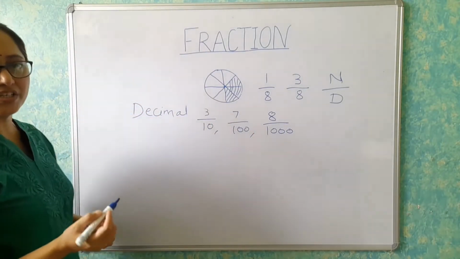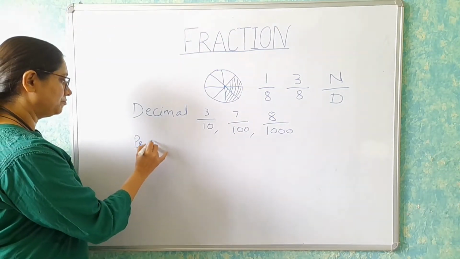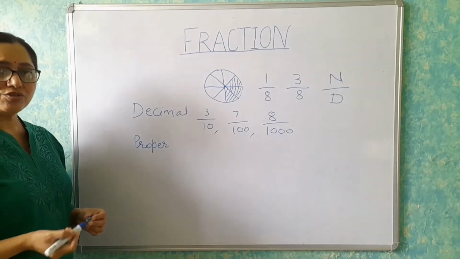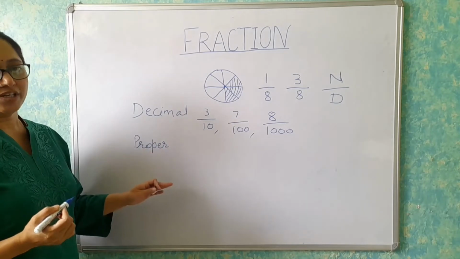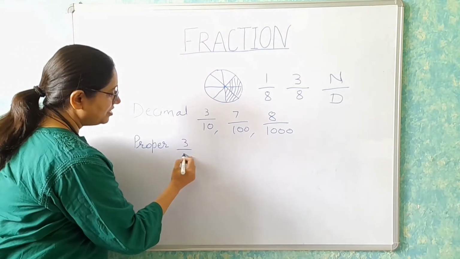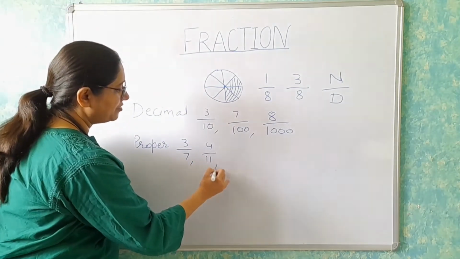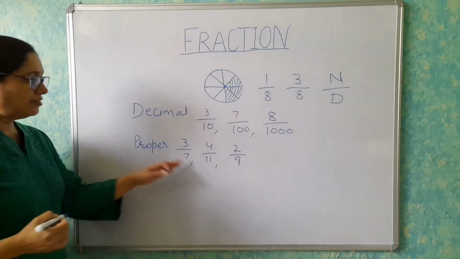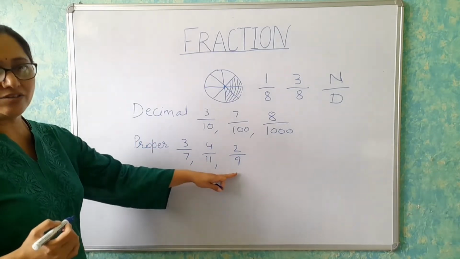The next fraction is proper fraction. Proper fractions are those fractions in which numerators are smaller and denominators are greater. For example, 3 by 7, 4 by 11, 2 by 9. See, all these fractions have smaller numerator and greater denominator.